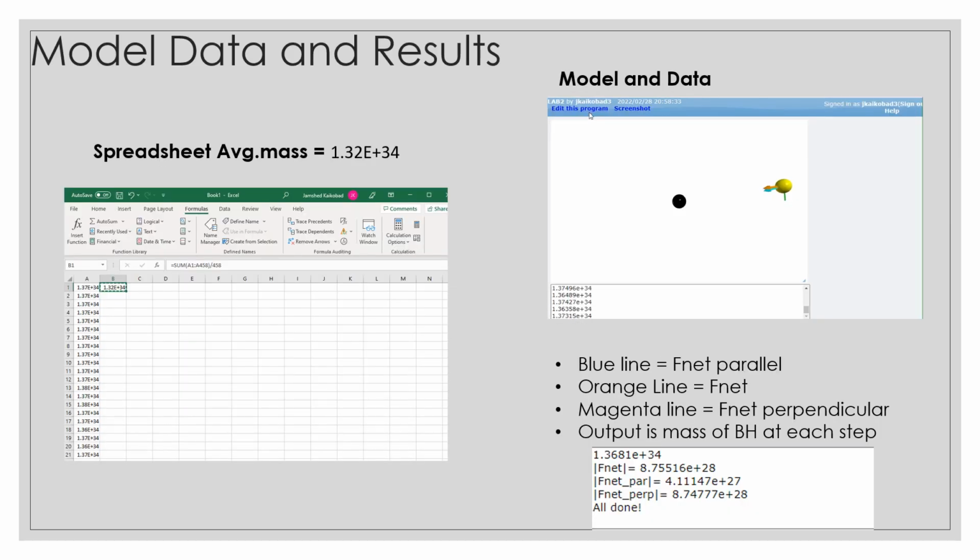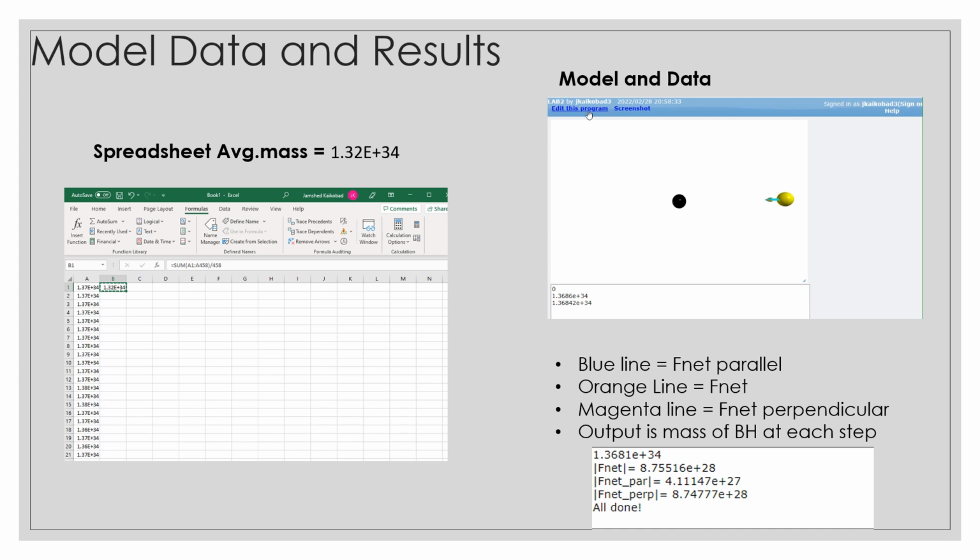Alright, as you can see here, you can see my model. The blue line being F net parallel, orange line F net, and magenta being F net perpendicular. And the output every time it was outputting some data was the mass of the black hole at each step, which I then put into a spreadsheet and averaged, the mass being 1.32 e to the 34.